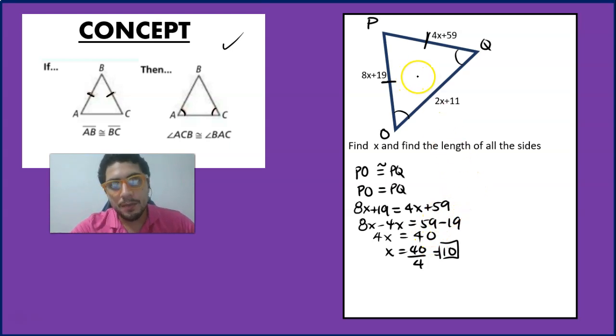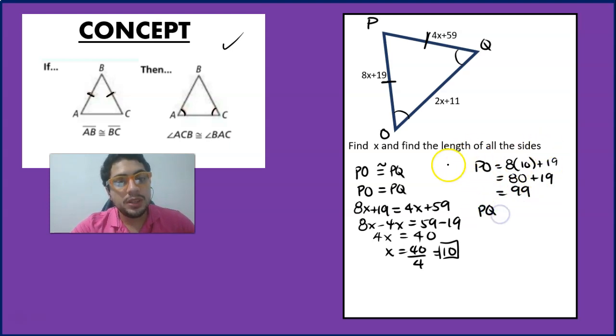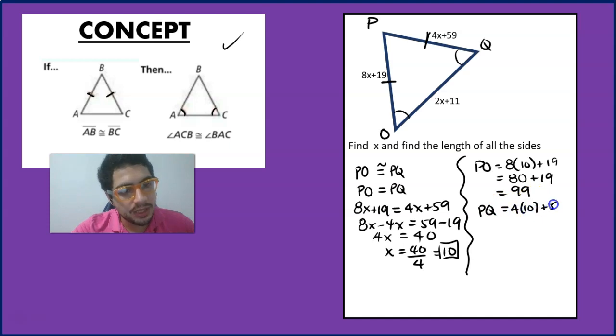Now that we have found that the value of x is equal to 10, we can find the lengths of all the sides by just substituting. Okay, so PO is going to be 8 times 10 plus 19. So that's going to be 80 plus 19, which is going to give us 99 units. Now let's find PQ. Remember that PQ and PO have the same measurement, so let's see if we get that same answer. So 4 times 10 plus 59. Now 4 times 10 is equal to 40, and plus 59 is going to give us 99 indeed.